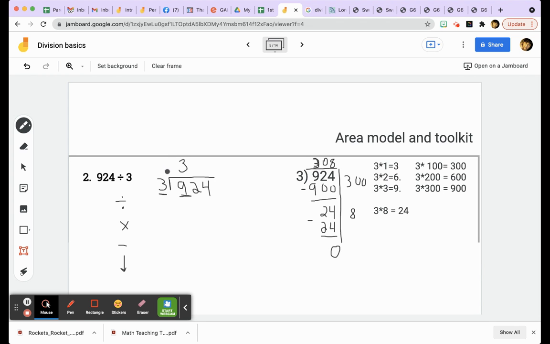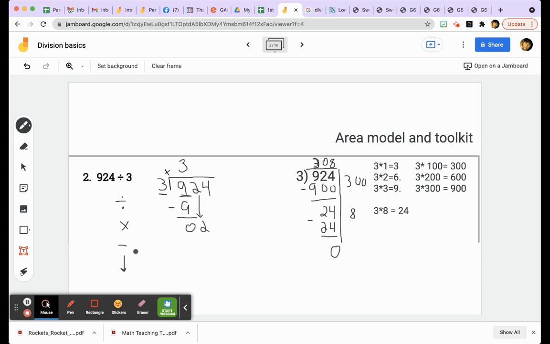Next, I'm going to multiply back. I'm going to put a little multiplication sign here to remind me that when I multiply back, I'm multiplying the number in my quotient by my divisor. 3 times 3 is 9. After I multiply back, I subtract. 9 subtract 9 is 0. After I subtract, I bring down the next number. I bring down the 2. I'm going to write the 2 right next to the 0.